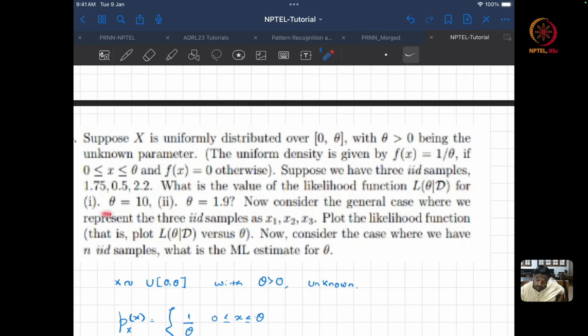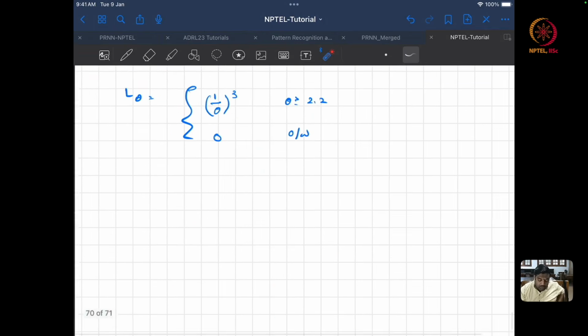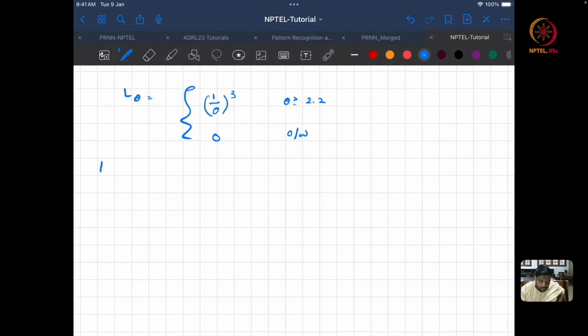Now he is asking what will be the value at two given values of theta. It is very easy to look into. We already know now that L of theta equal to 10 will be 1 over 10 cubed. L of theta equal to 1.9 is equal to 0. Why? One of the values is 2.2, so therefore this will be 0. Now this will have some meaning. Okay.